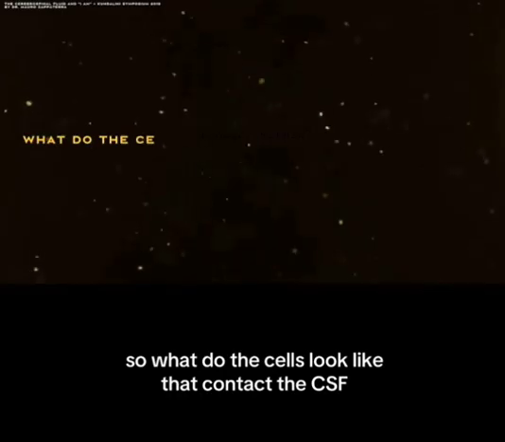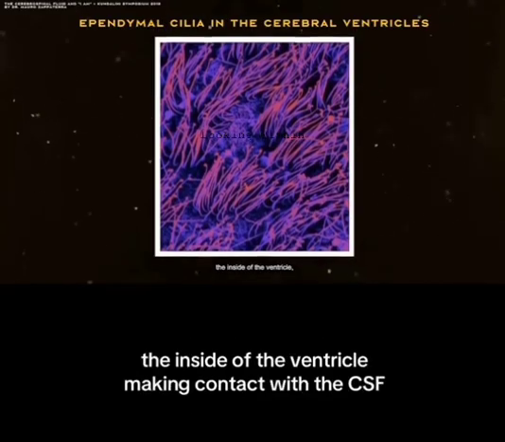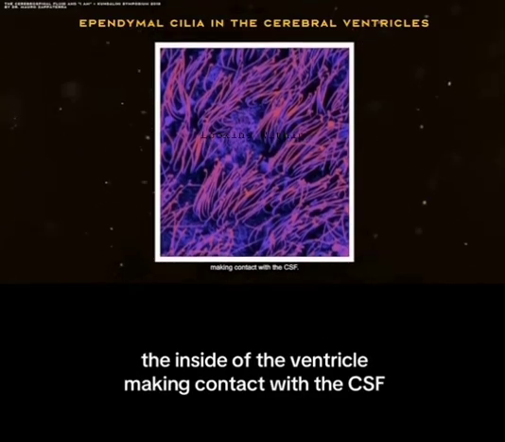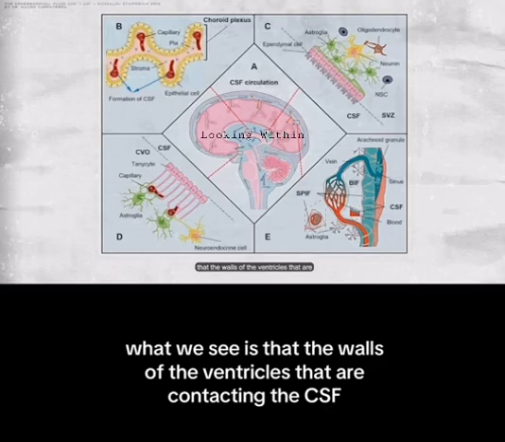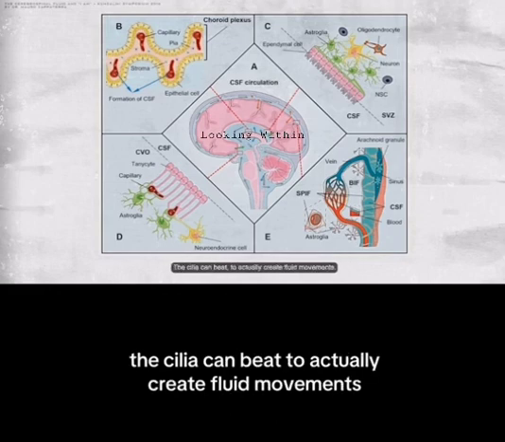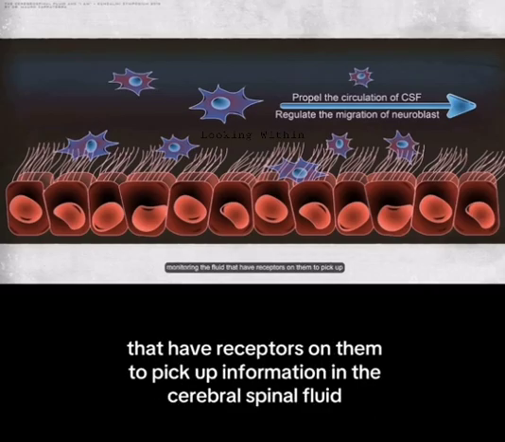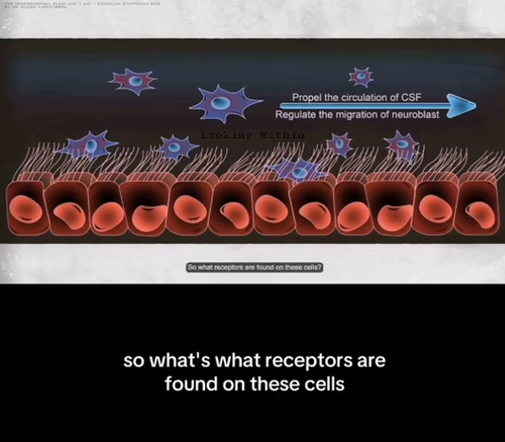So what do the cells look like that contact the CSF? Well, this is a scanning electron microscope image of the wall of the ventricle, the inside of the ventricle making contact with the CSF. What we see is that the walls of the ventricles that are contacting the CSF have these cilia, or slender hair-like structures. The cilia can beat to actually create fluid movements. They are also like little antennae monitoring the fluid that have receptors on them to pick up information in the cerebrospinal fluid.